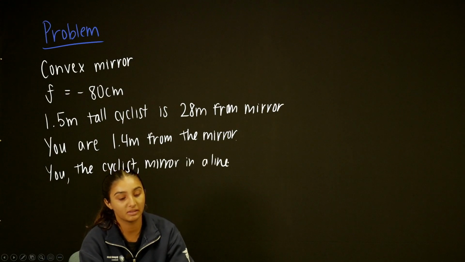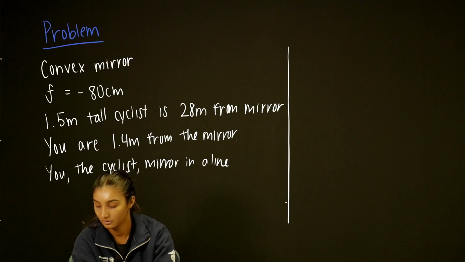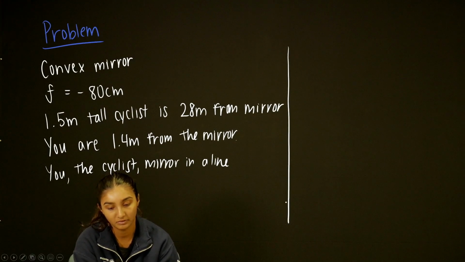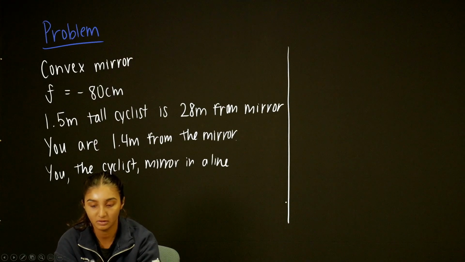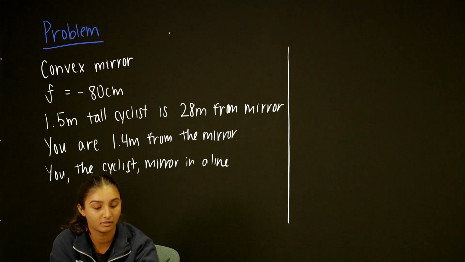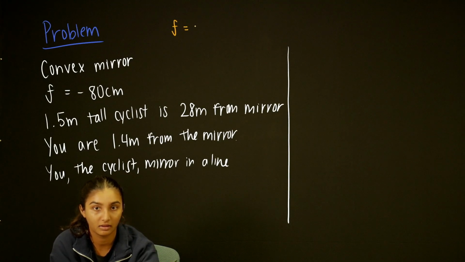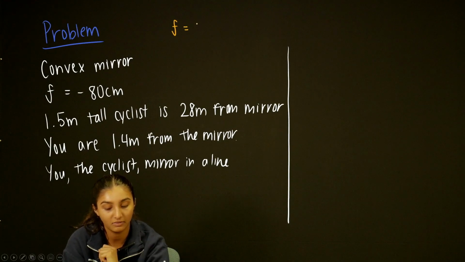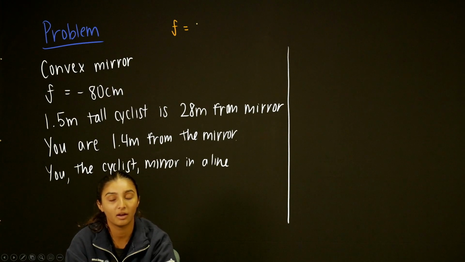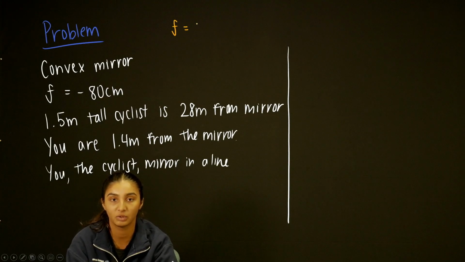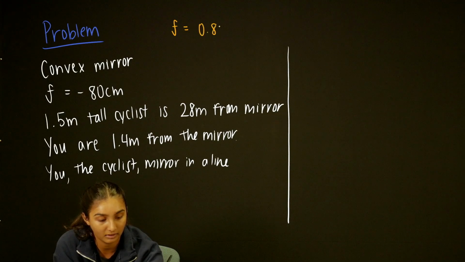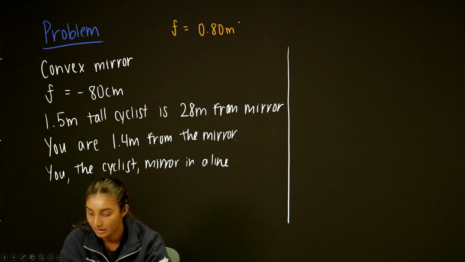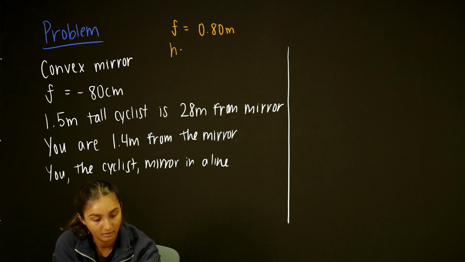Okay, so these are some things that we need to know. Looking at all of this, what can we pick from it? We know that our focal length is -80 centimeters, but our other units are meters, so we want to make sure that's all the same. So we have -0.80 meters, and our height is 1.5 meters.